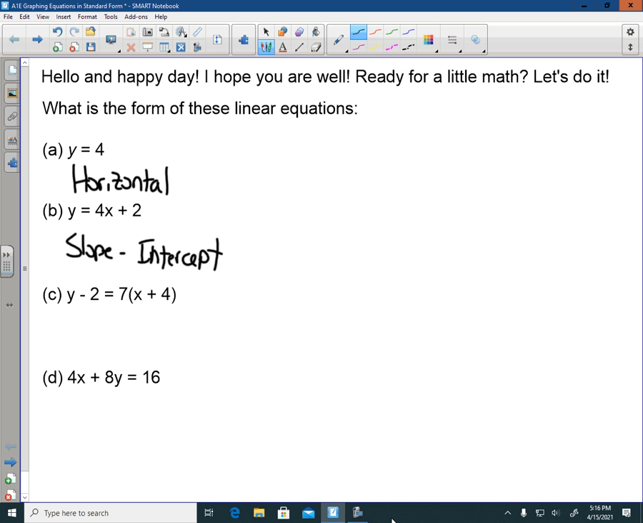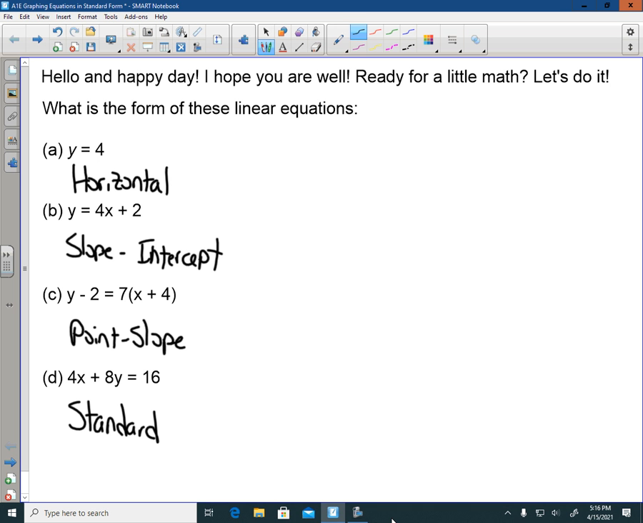And then part C, here it's a kind of a crazy one, and it's got parentheses. This is the only linear equation that does. This form is called point-slope, and actually, even though it looks kind of crazy, it's my favorite. And then the last one, 4x plus 8y equals 16, is called standard form. You got a chart in the last video that kind of helps you decide which is which.